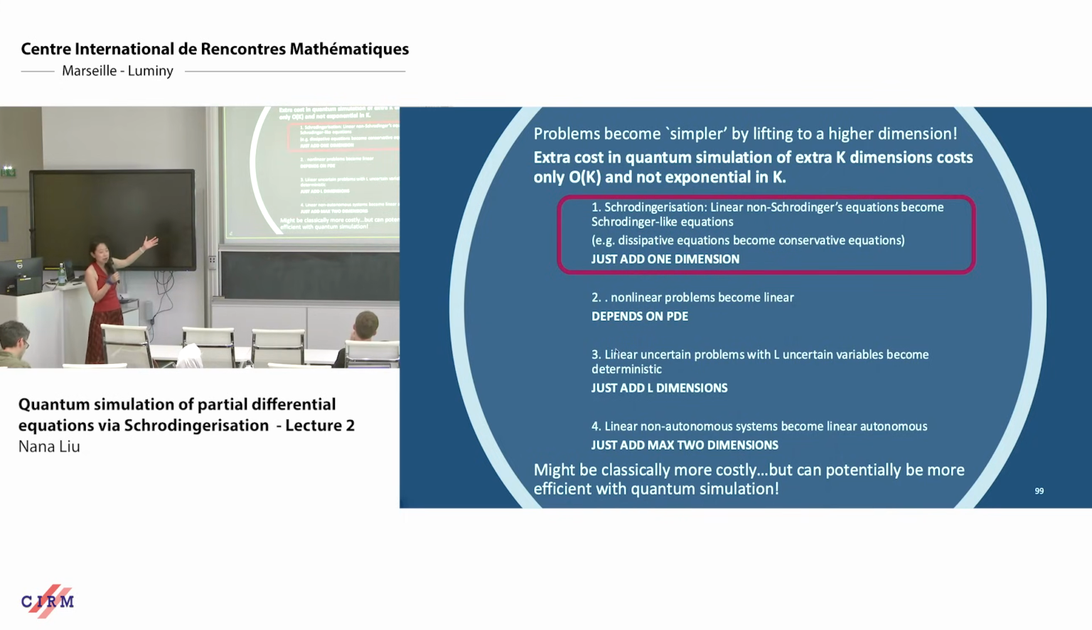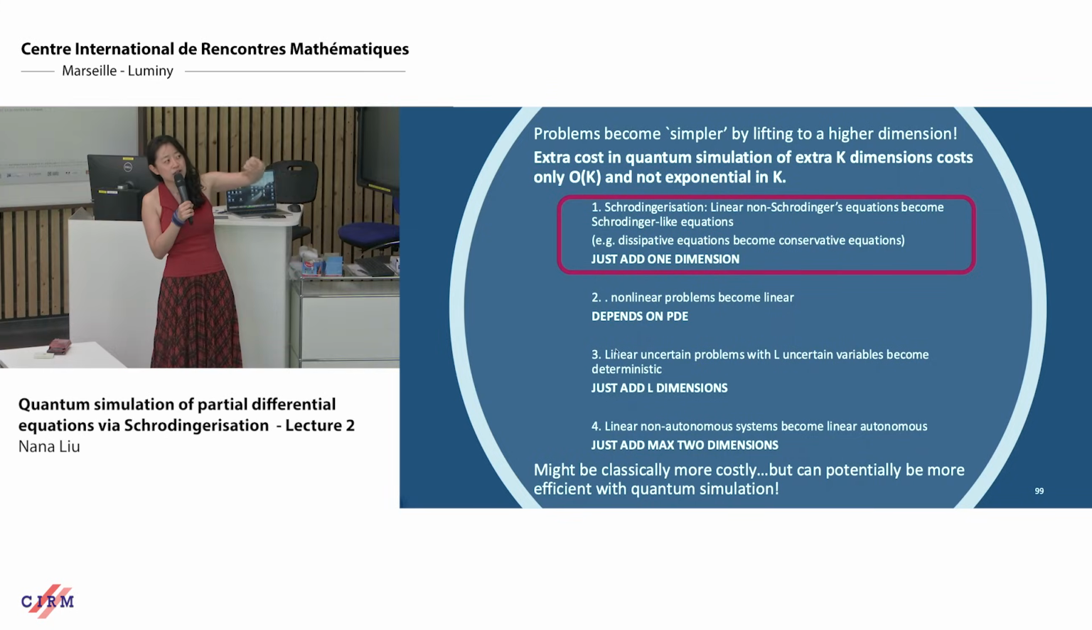Things that we might not have time to talk about, but I'll just mention these here. If we have uncertain problems, then we have dilations where, say, if we have L uncertain variables, then we just need to add L extra dimensions, and then the uncertain problem becomes a deterministic problem.